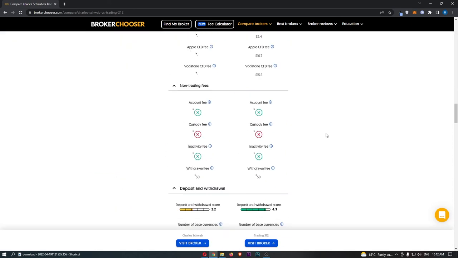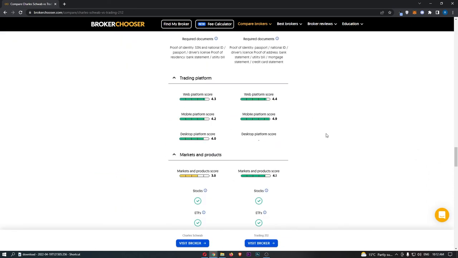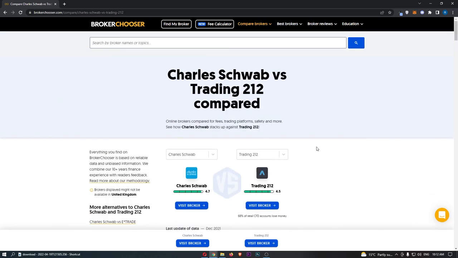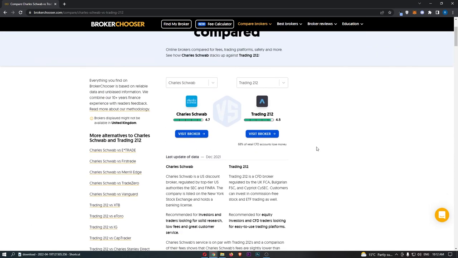And the main way that you can tell this, guys, is from looking at the trading platform. Look, I said Trading 212 was way better. Broker Chooser kind of agrees with me, but it still doesn't rate Charles Schwab as badly. The reason for that is because it does what it is intended for. It is intended for investing, so I guess it does what it says on the tin. Either way, guys, that is Charles Schwab versus Trading 212.